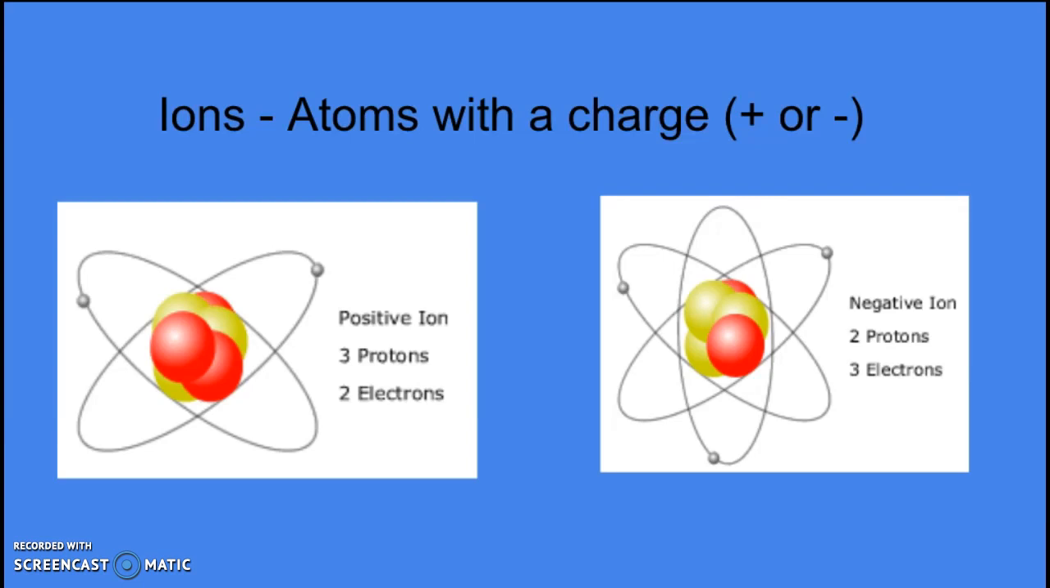And then on the right-hand side, we have a negative ion. That has 2 protons and it has 3 electrons, so more electrons means it has more of a negative charge. If an atom doesn't have any charge, then we don't call it an ion. So the noble gases, they're neutral, they have no charge, so they would not be considered ions.